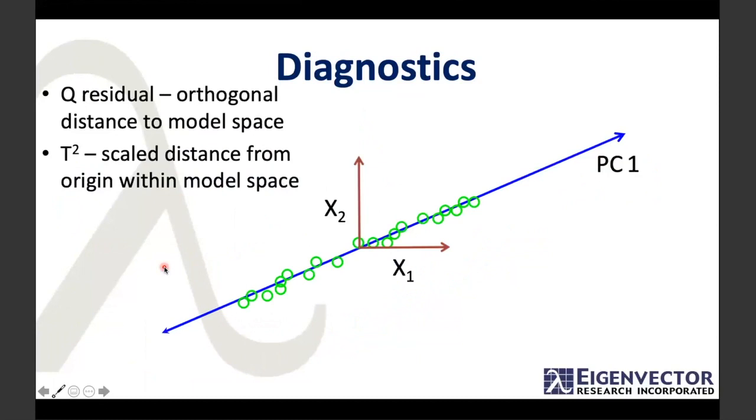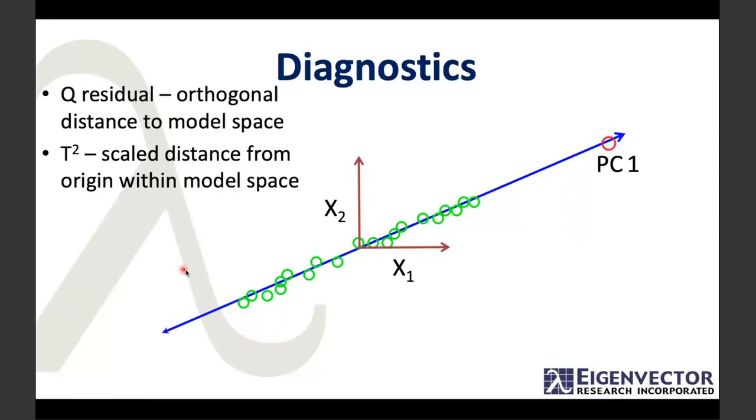There's a couple of other important outputs of a principal components analysis model, and we refer to them as diagnostics, and they help you to understand how relevant data is, especially new data, when your existing PCA model is applied to that data. And the first is the Q residual, and the second is Hotelling's T squared. And I'm going to show you what these look like graphically.